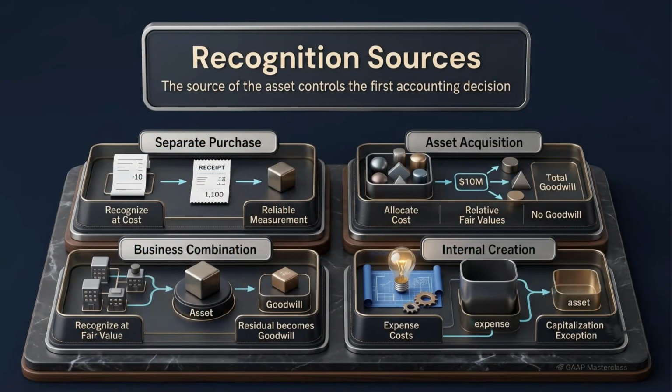Before recording an intangible asset, identify how it entered the company. A separate purchase is recognized as an asset at cost because the purchase price gives reliable evidence. In an asset acquisition, total cost is allocated across the acquired assets using relative fair values and no goodwill arises. In a business combination, identifiable intangible assets are recognized at acquisition date fair value and any residual may become goodwill. For internal creation, costs are usually expensed as incurred. Capitalization is the exception, not the default.